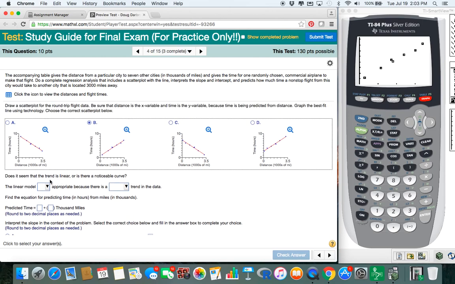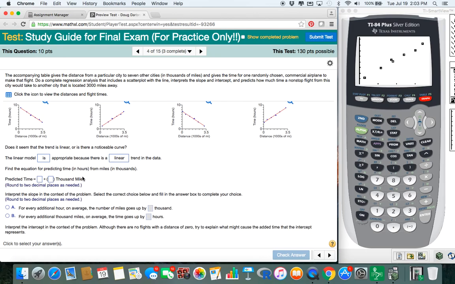Does it seem that the trend is linear or is a noticeable curve? The linear model is appropriate because there is a linear trend. Okay. Find the equation for predicting time from miles.